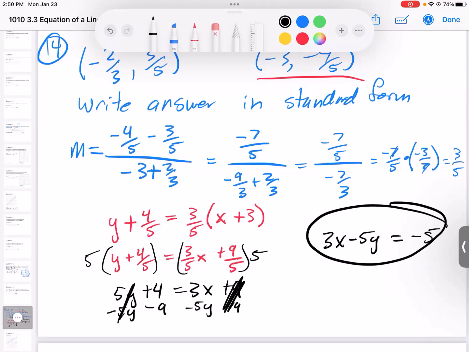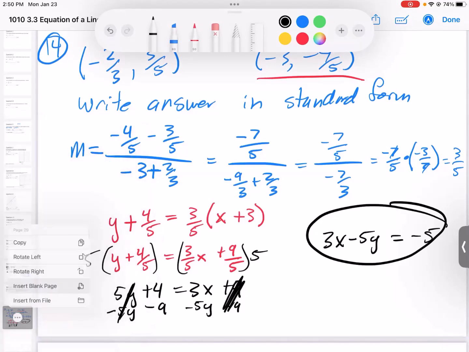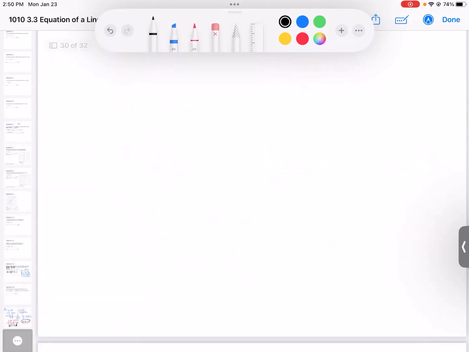And you could have gone through the whole thing and chosen the other point as well. I just happened to choose the second point because I like that it had a whole number in it. So in my problem, I have one fraction within all the points.